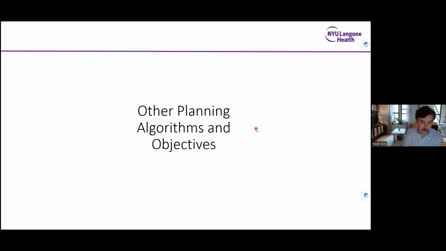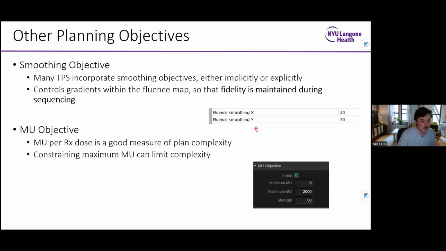Now I just really quickly want to go through some other planning adjacent algorithms and important optimization objectives that you might use clinically. An important one, especially for IMRT optimization, will be the smoothing objective. Many treatment planning systems will incorporate smoothing objectives either implicitly or explicitly. The idea behind a smoothing objective is that it controls the gradients within that optimized fluence map so that you maintain fidelity during this arc sequencing procedure.